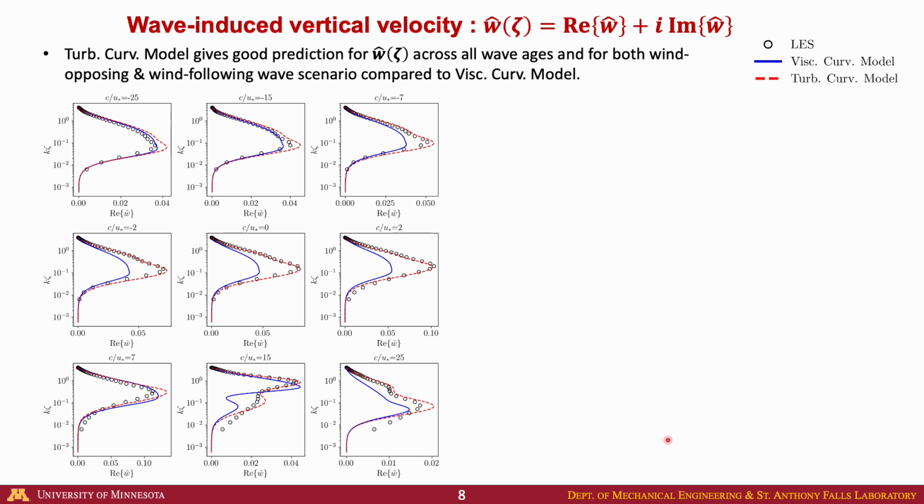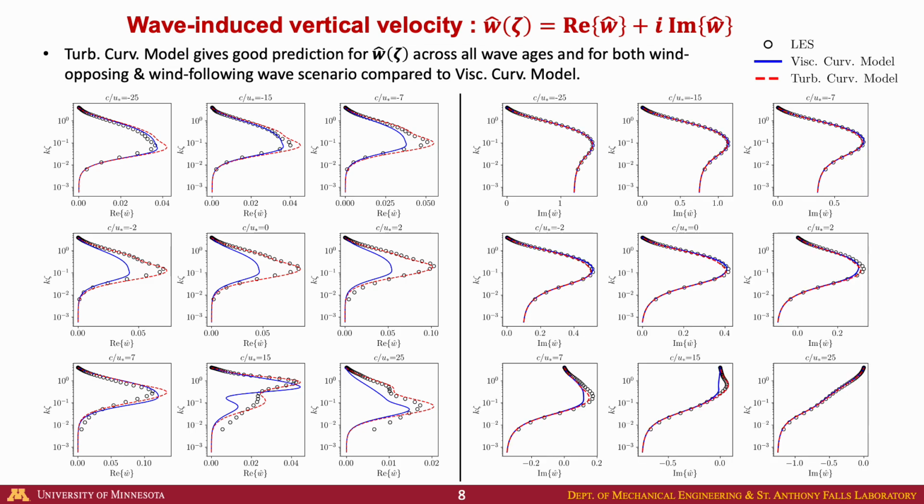For low wave age cases, that is C by U star -2, 0 and 2, we can see that the predictions from the turbulent model are in better agreement with LES than the viscous model predictions. Including turbulent stress also improves predictions for high wave age and wind following wave cases. On the right hand side, the predictions for the imaginary part of W hat are quite similar between both the models. Overall, this shows that the turbulent curvilinear model performs better compared to the viscous model across all wave age scenarios.